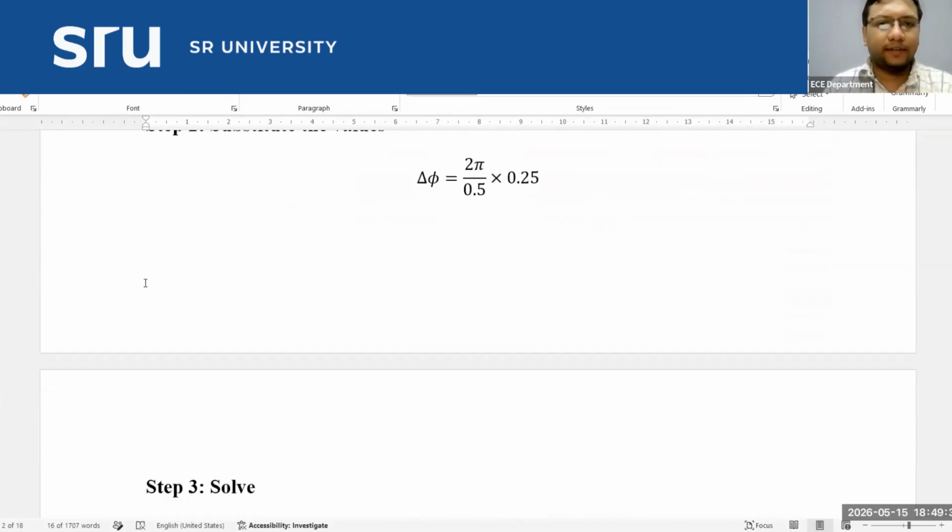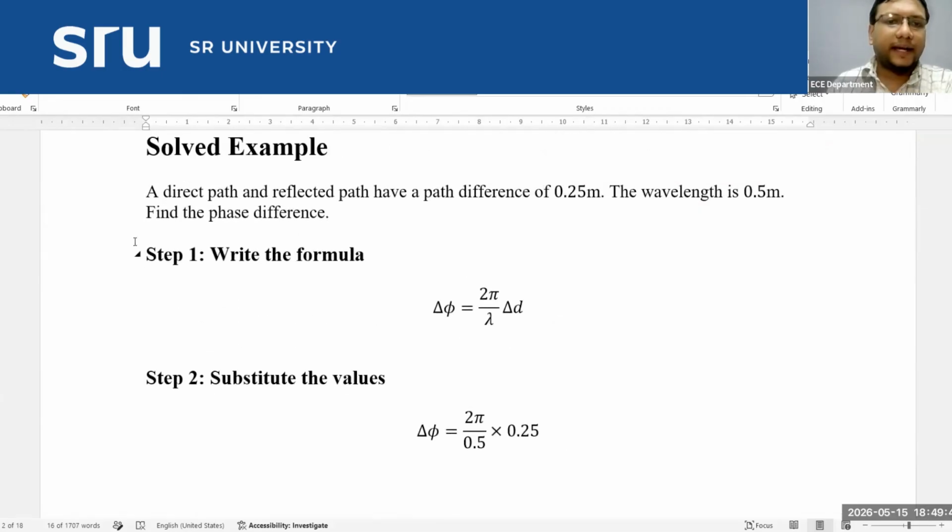So in the solved example, it is given that a direct path and reflected path have a path difference of 0.25 meter. That is given in the question paper. It means delta D is given, that is 0.25 meter. The wavelength is 0.5 meter. It means lambda is given, 0.5 meter. So find the phase difference. We need to calculate del phi.